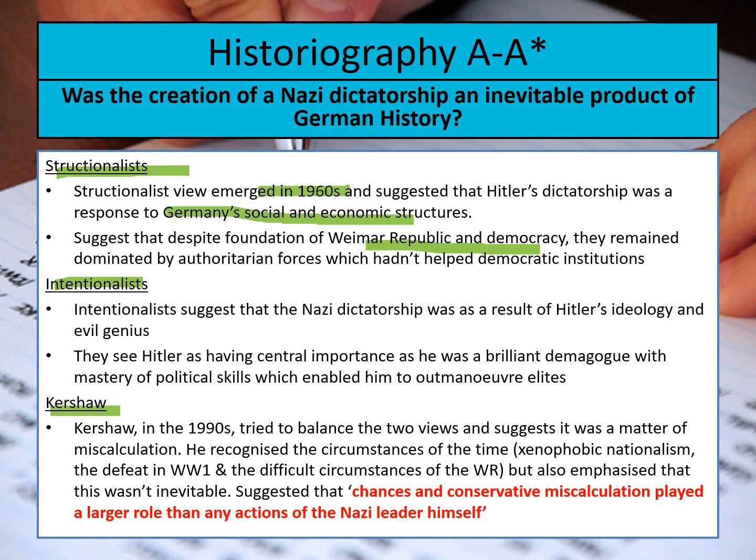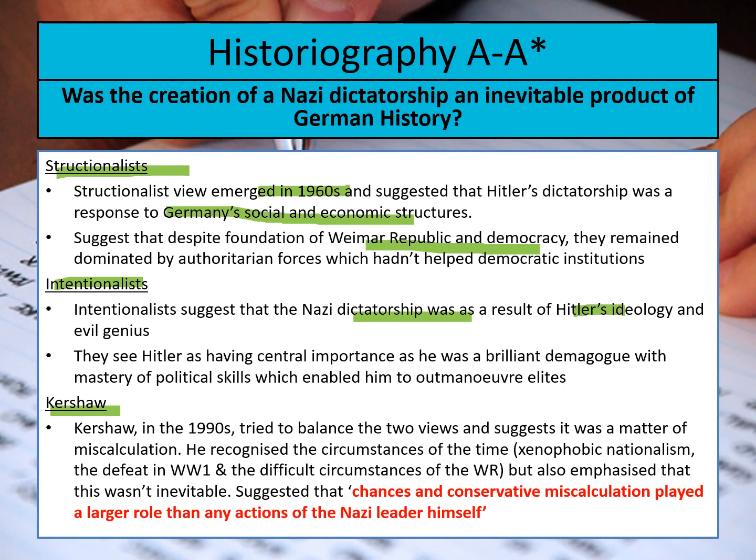The intentionists have a different idea and actually believe that the Nazi dictatorship wasn't inevitable, but was just the result of Hitler being this kind of brilliant demagogue who had a mastery of political skills, who was able to outmaneuver the elites, and because of his political mastery was able to create a dictatorship that otherwise wouldn't have been possible. So we've got structuralists who say that it was essentially inevitable because of the foundations of the Weimar Republic, and the intentionists argue that that's not actually the case. It was down to the individual nature of Hitler that he was able to establish a dictatorship.